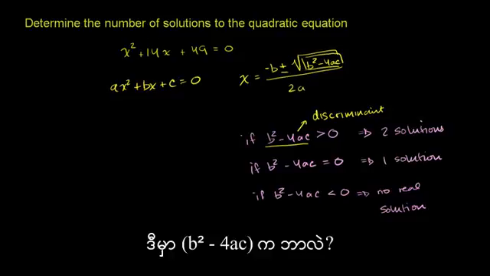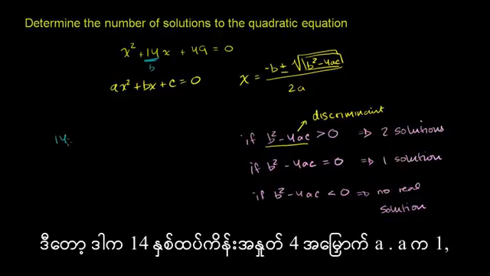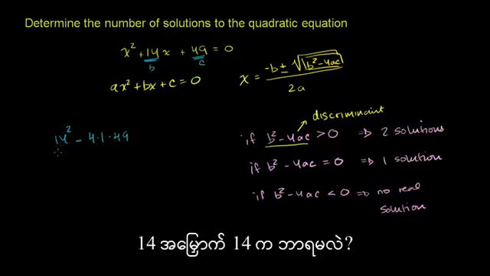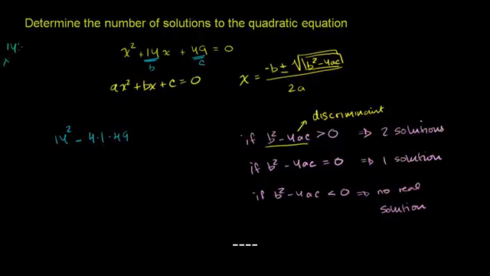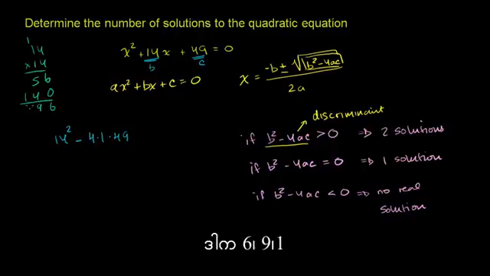So what is b squared minus 4ac? So b is right here. It's 14. So it's 14 squared minus 4 times a, which is 1, times c, which is 49. That's c right there. Well, what's 14 times 14? You do it over here. 4 times 4 is 16. 4 times 1 is 4, plus 1 is 5, 56. You put a 0. 1 times 14 is 14. It is 196. So this right here is 196.